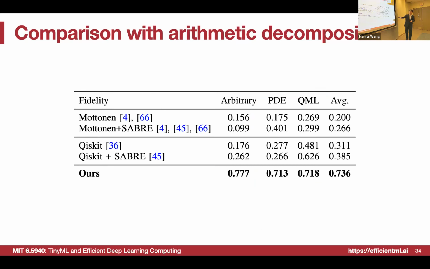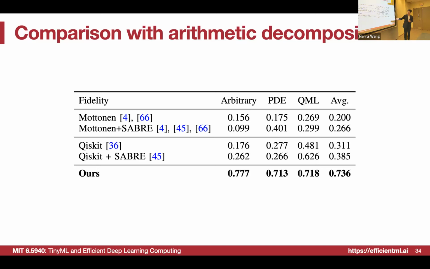And also we want to compare with the arithmetic decomposition method, coupled with the Sabre. The Sabre was introduced in the first lecture, where we do the forward mapping and reverse mapping, right? That's the default mapping method for the current Qiskit framework. So we can compare with this arithmetic decomposition in Qiskit or the Mottonen decomposition. Those are not using any parameterized gates; they directly decompose the mathematical equation of the state to a series of gates.